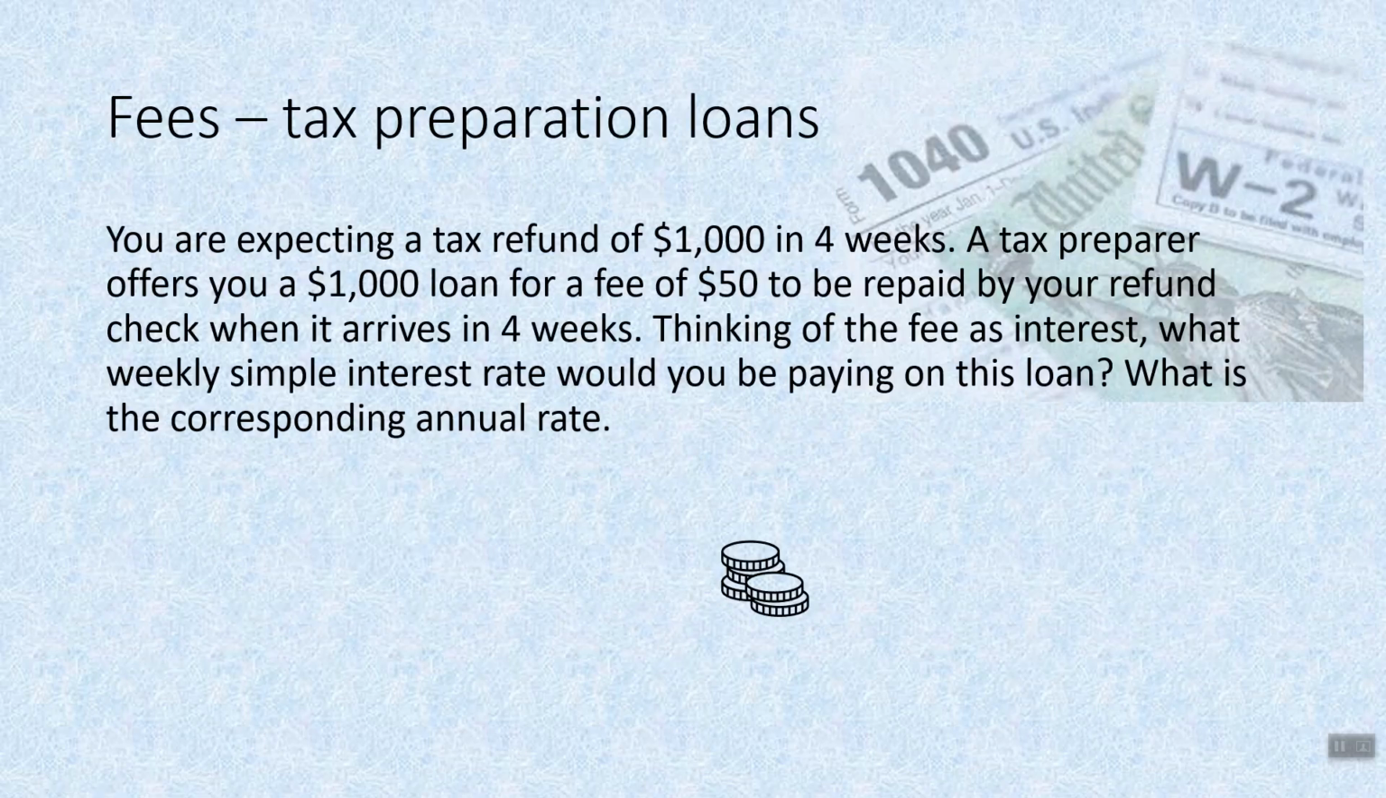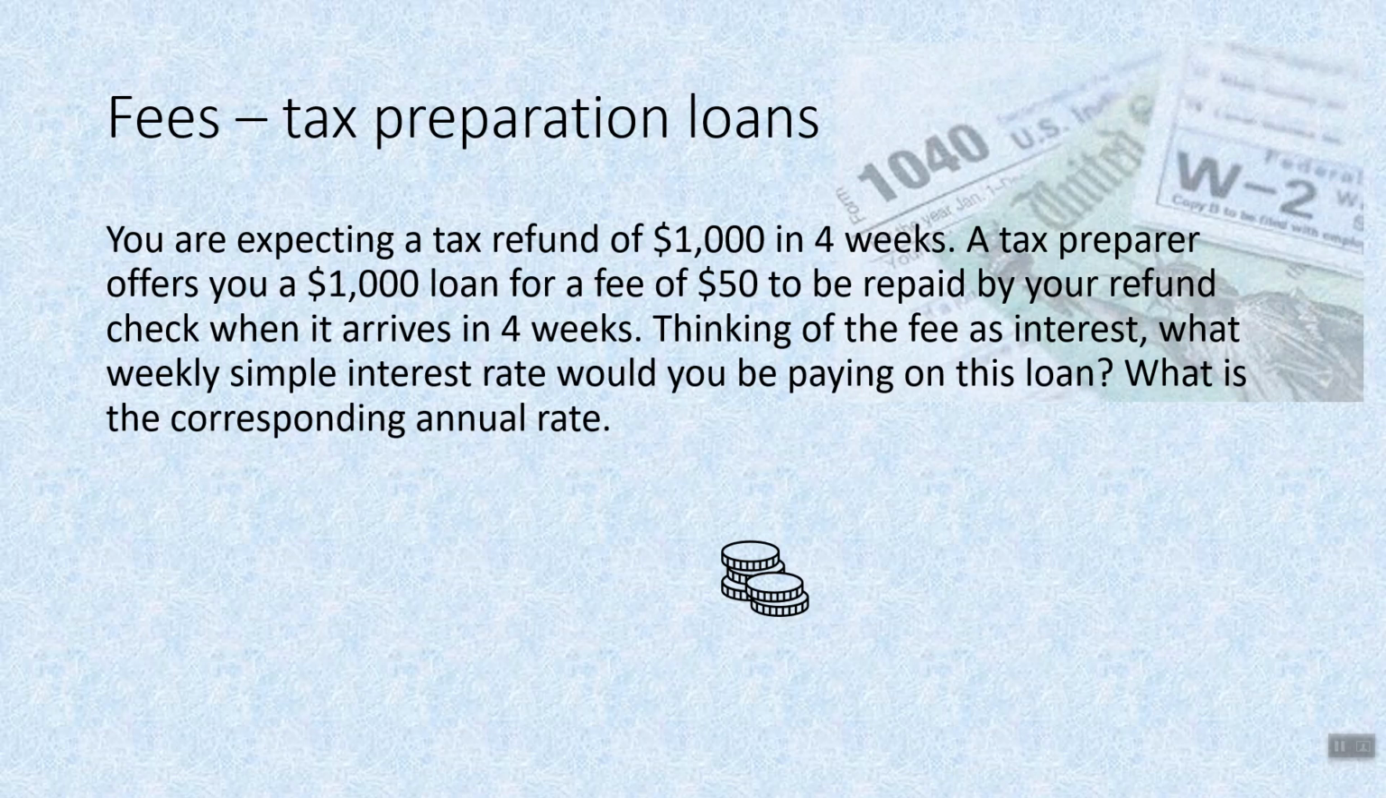All right. Let's talk about taxes, kind of. Let's talk about being in a hurry for your tax refund, really. You're expecting a tax refund of $1,000 in 4 weeks. A tax preparer offers you a $1,000 loan for a fee of $50 to be repaid by your refund check when it arrives in 4 weeks. What they really tell you is, we'll pay you the amount of your refund, but it'll cost you $50 to get it done. All right?